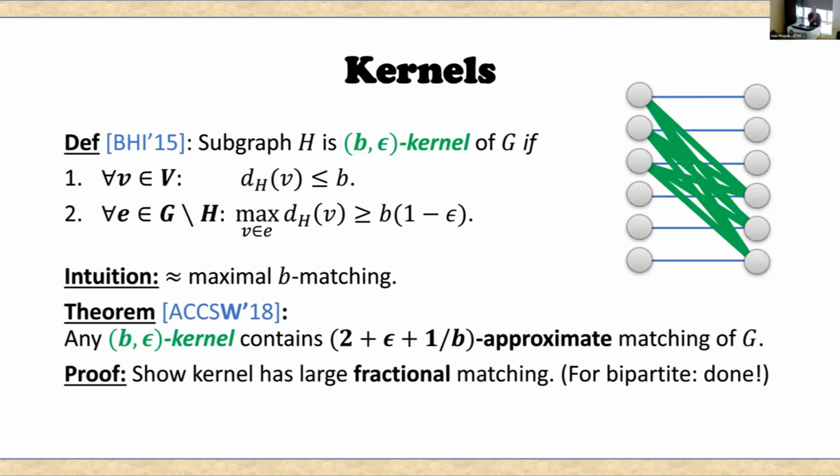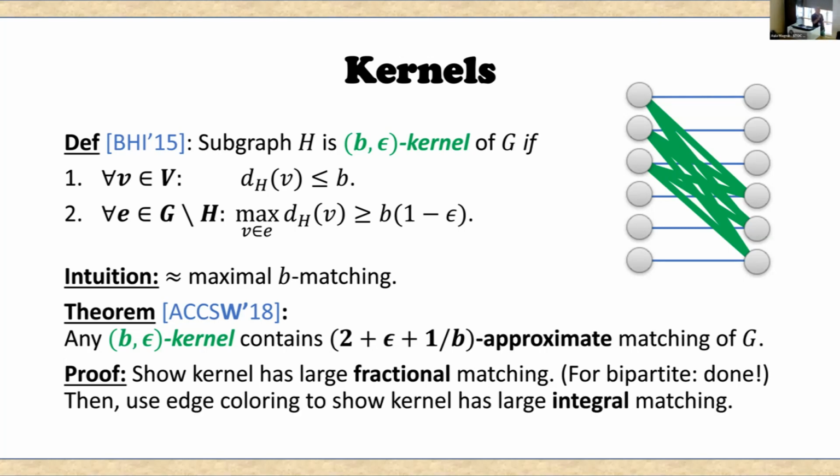So step 1, we show that this kernel contains some large fractional matching in terms of the max matching. Okay, so we match edges to some fractional extent, and no node is matched to an extent of more than 1. For bipartite graphs, that means we're done because the integrality gap of the fractional bipartite matching polytope is 1. So if you have a fractional matching of value x, you have an integral matching of value at least ceiling of x. Okay, for general graphs, a little use of Vizing's theorem.